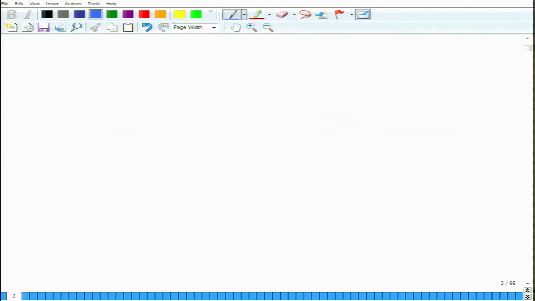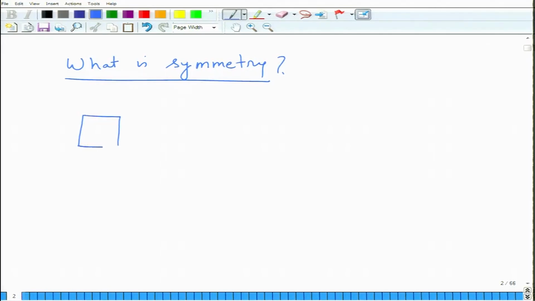So what is symmetry? That is the first question. So the answer to this question is, symmetry is an operation which brings an object into its original state. Okay. So for example, if I take this square, okay, what is the symmetry operation?